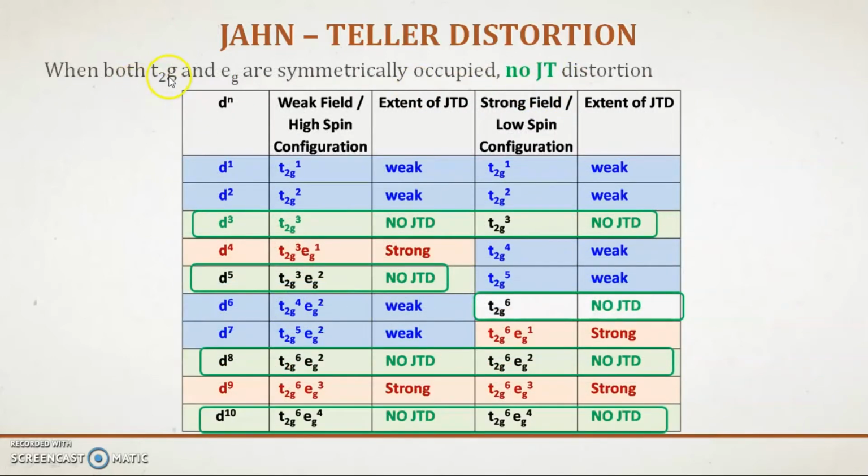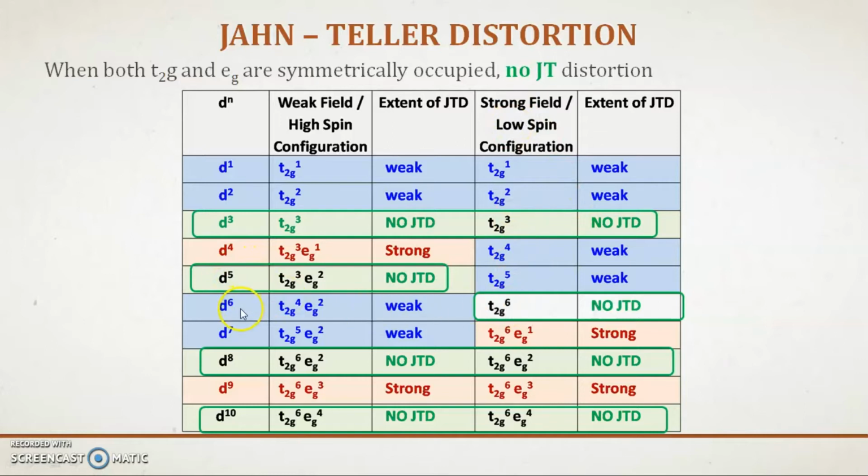When both t2g and eg are symmetrically occupied, it means that there is a uniform electron density in the overall cation. So that will not lead to any distortion. So we call it the no Jahn-Teller distortion case. So what are the configurations that lead to no Jahn-Teller distortion? d3 case and d8 and d10, and in the case of high spin d5 and in the case of low spin d6.